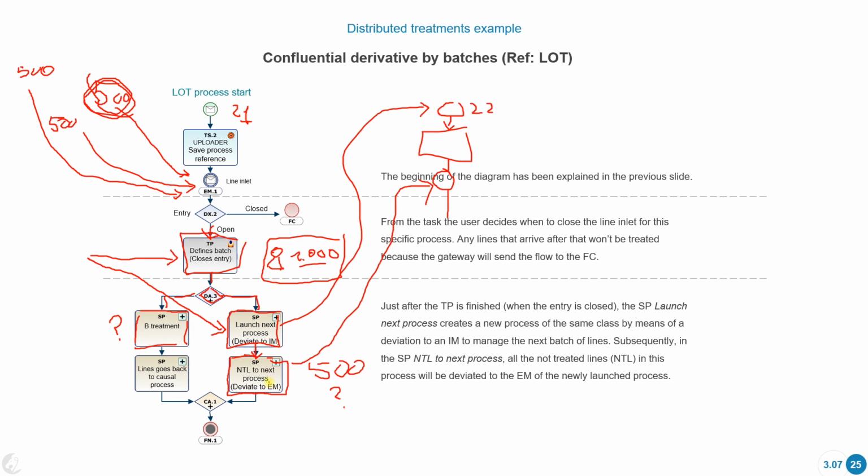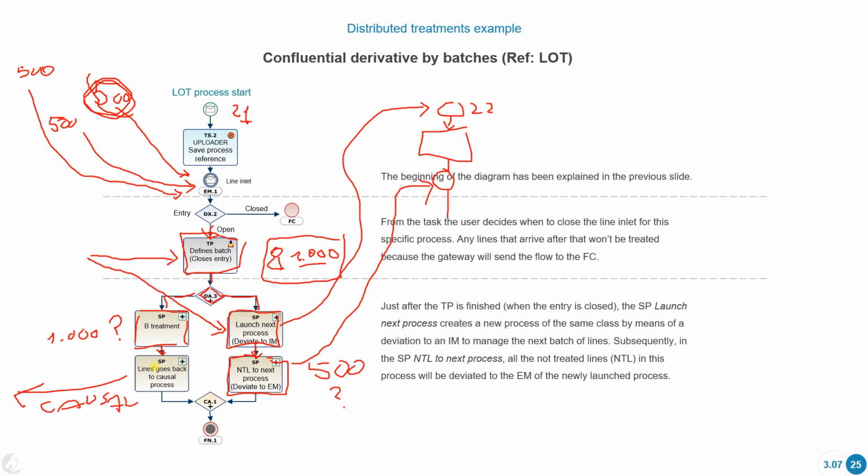So this is what these two subprocesses are doing. This subprocess here is going to manage the 1000 lines. Each time some lines are managed, they're going to go into this subprocess, and this subprocess is going to send them back to the causal process. So it's sending the lines back to the causal process. Maybe it's sending 20 lines, 30 lines, 100 lines, 150.